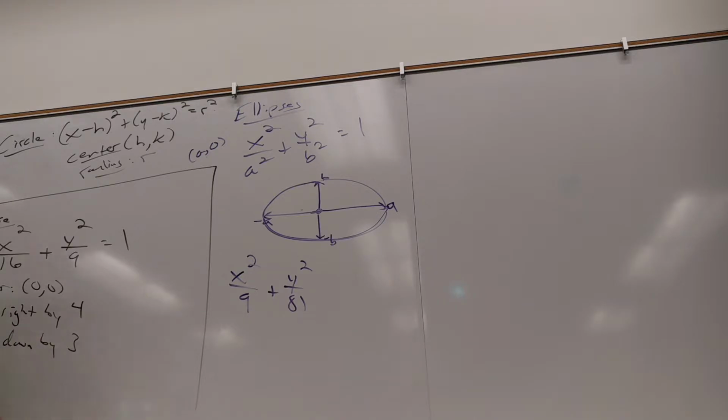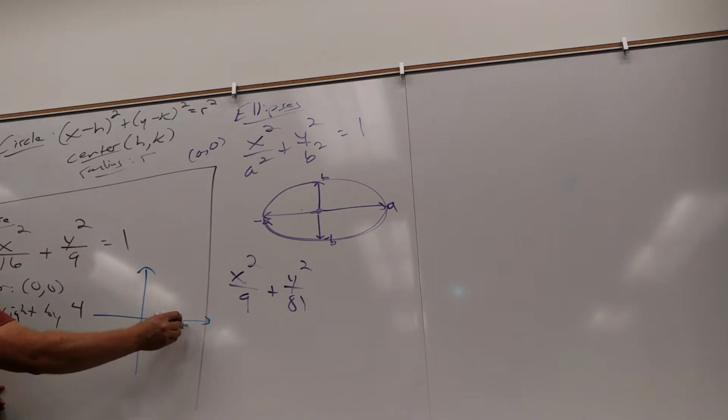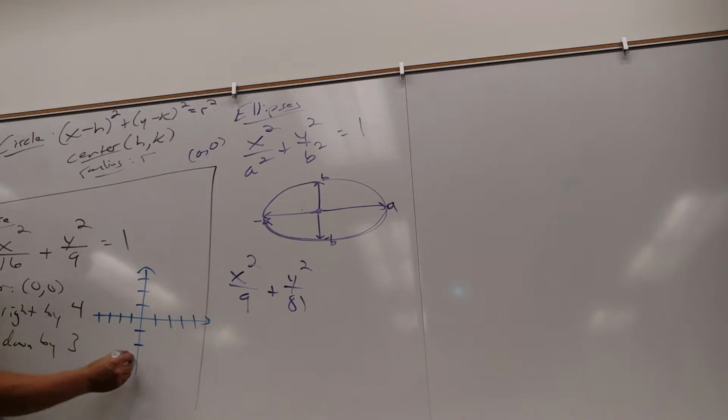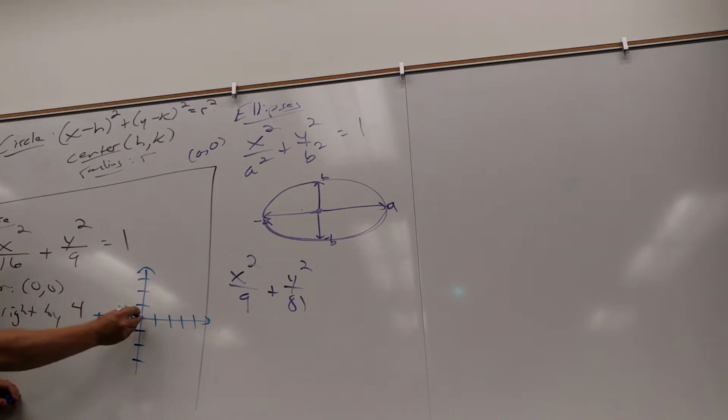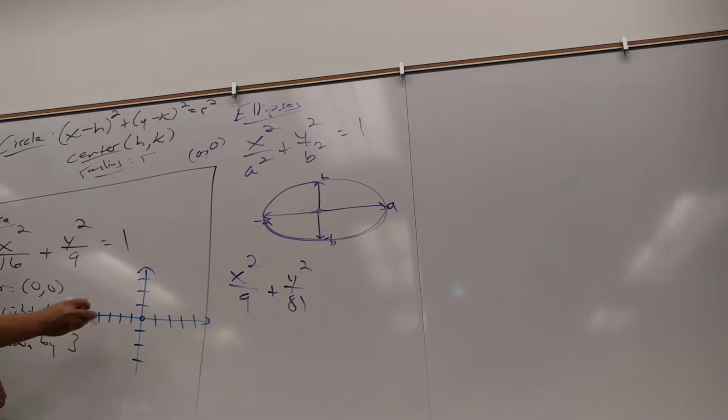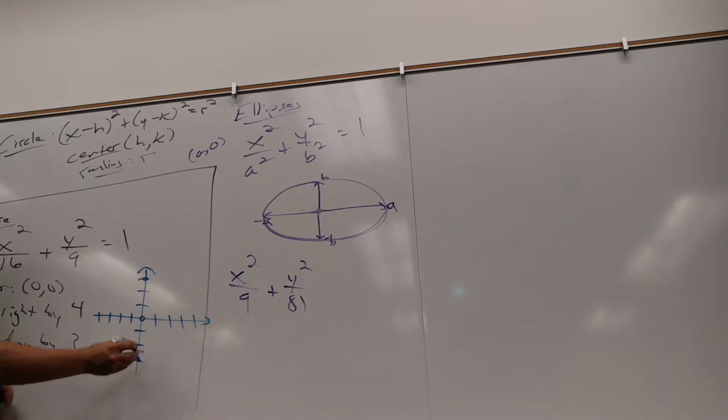If I go to graph this, I just have to make the x-axis go up to 4, and the y can go up to 3. So the center is 0, 0. I go up and down 3, left and right 4. It's more of an oval. Exactly, that's what an ellipse really is. It's an oval, the other name.